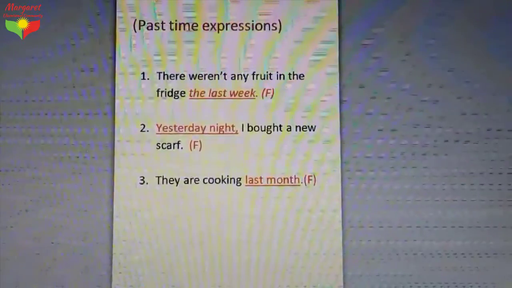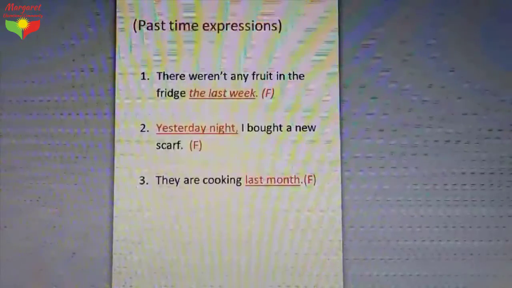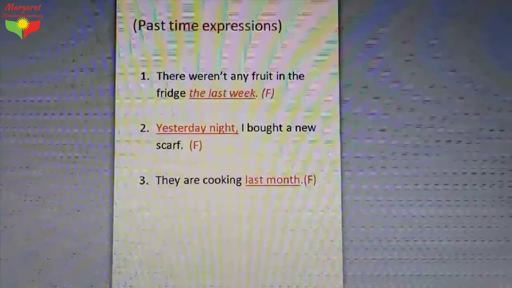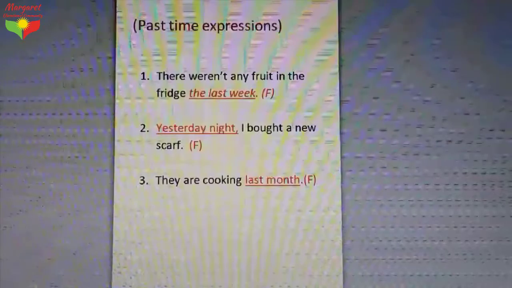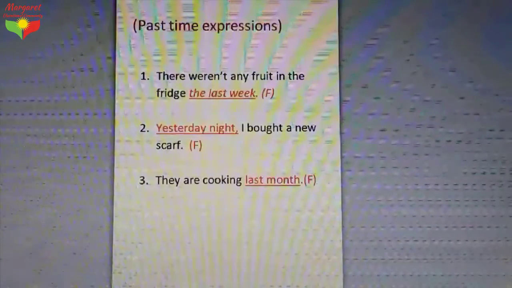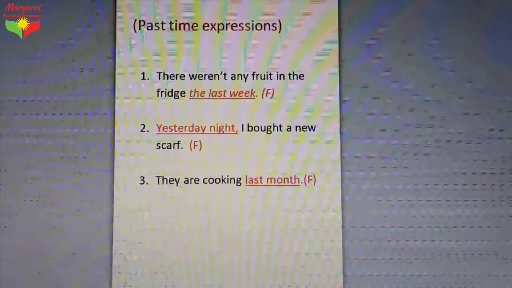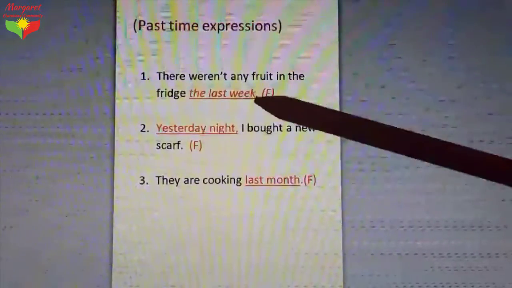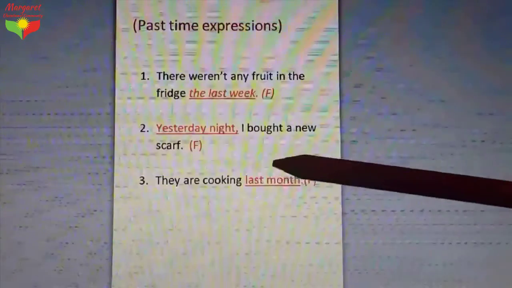We want to practice more about past time expressions. We have one more slide, or you can say it's like a quick quiz. Here I wrote 3 sentences, and in each sentence I used one of the past time expressions. If I ask you to write down T or F next to each sentence, it means true or false. If you look, I wrote F next to each of these sentences. It means that these three sentences are false.